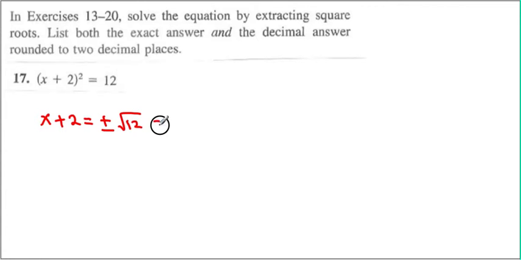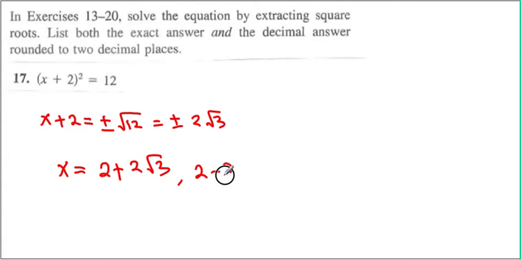Now, if you have to simplify this one, this becomes plus or minus 2 square root of 3, as we have learned in algebra 2. Now, to have x by itself, we have to subtract 2, then we get x equals negative 2 plus 2 radical 3, or negative 2 minus 2 radical 3. So we end up having two answers, because we subtracted 2 from both sides.